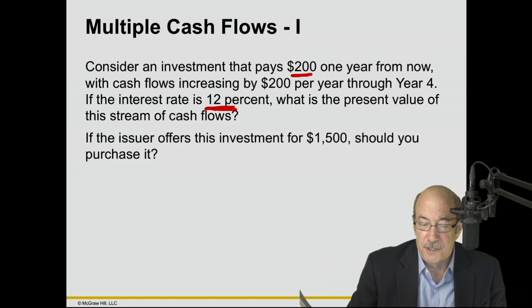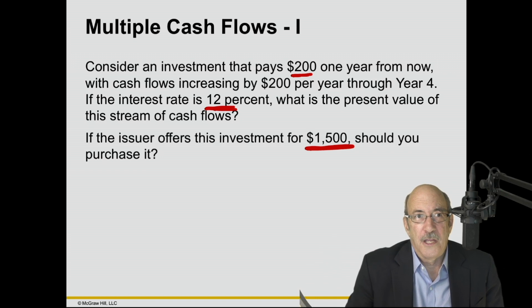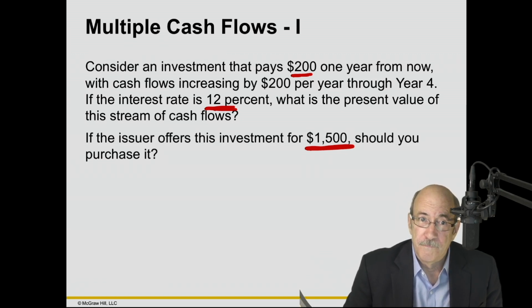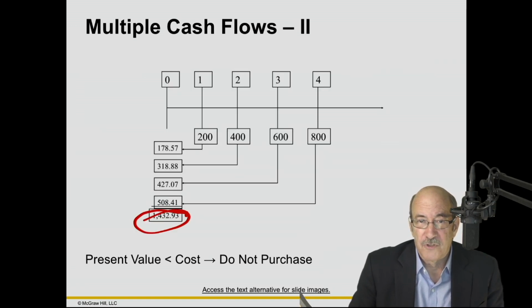Now, one other thing we're told in this problem is that we're able to buy those cash flows for the reasonable sum of $1,500. Should we do that? If we believe that 12% is the right rate and that all those cash flows will reveal themselves, the answer is no, because those cash flows should actually be selling for $1,432.93, not $1,500. So those are multiple cash flows with different amounts in each period.